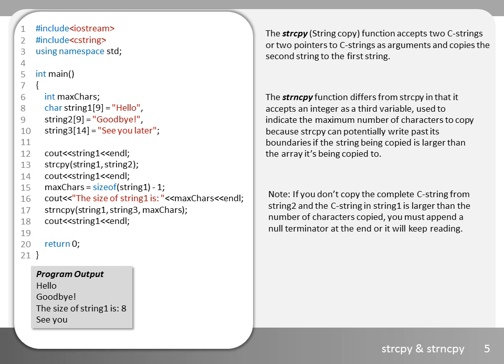In this program, we have three strings that hold the words hello, goodbye, and see you later. We use string copy on line 13 to copy the contents of string 2 into string 1. The contents are completely copied since string 1 is large enough to contain string 2. On line 17, we copy the contents of string 3 into string 1 up to the 8th character, which is the amount of characters that string 1 can hold. The result of these operations can be seen printed on the console.